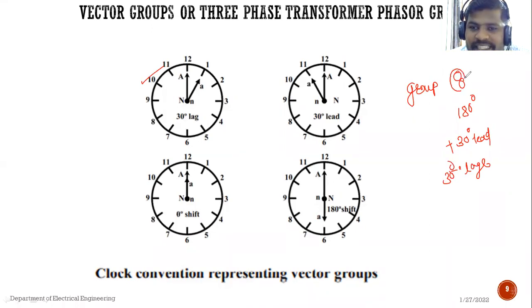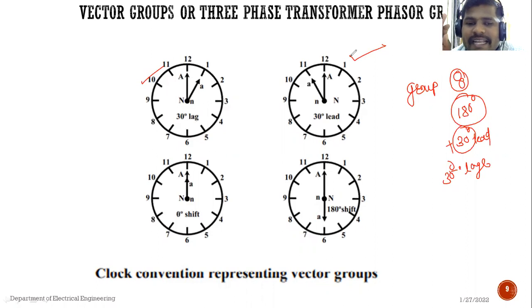Instead of representing this angle in the phase or degree, we are using the clock method. So see, in case of clock method, the primary phasor or primary winding can be represented by a minute hand, and the secondary winding can be represented by an hour hand.